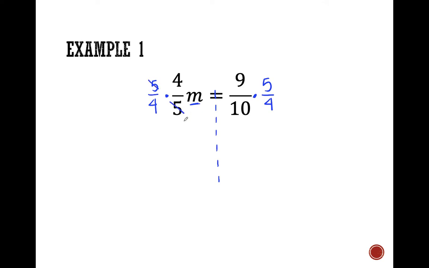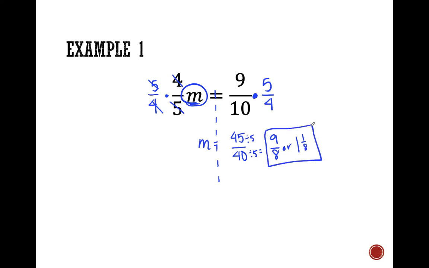Why I do that is because now take a look. The 5's will cross simplify, the 4's will cross simplify, leaving us just with the letter m, which is exactly what we want. So on the left side, we have nothing left but m, and on the right side, all we need to do is multiply these fractions just like we did in chapter 3. You can multiply 9 times 5 and get 45, and 10 times 4 and get 40, and you can simplify both of those by 5, which ends up as 9/8, or 1 1/8. So m is equal to 9/8 or 1 1/8.